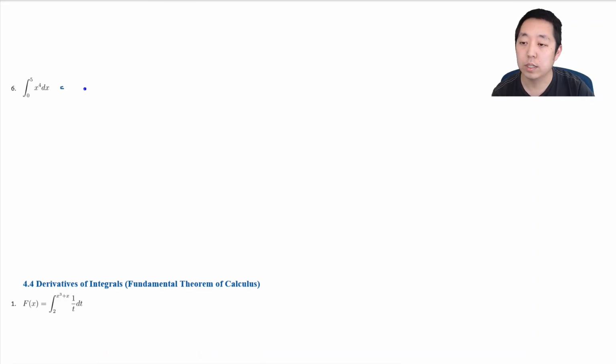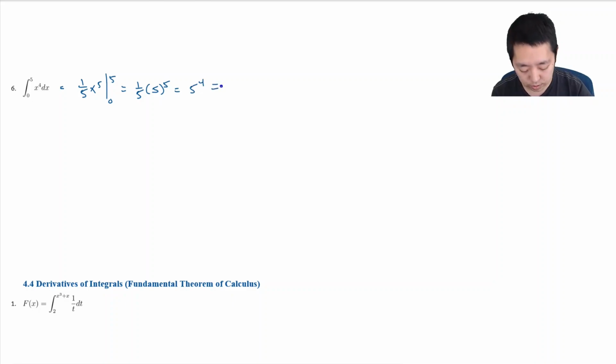And here we're going to do 1/5 x to the 5th. That's the antiderivative using the power rule. 0 to 5. And I'm going to plug in 1/5 5 to the 5th. I can plug in 0 to the 5th, but that's just 0. So this is 5 to the 4th, whatever that is. What's that? 25 squared. That's 625. Okay.